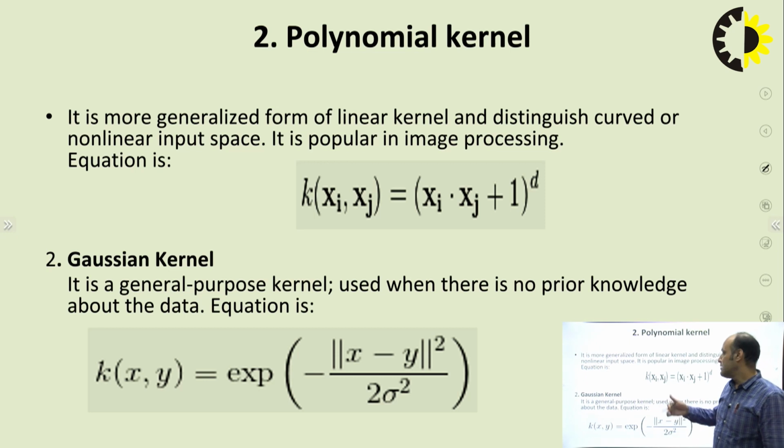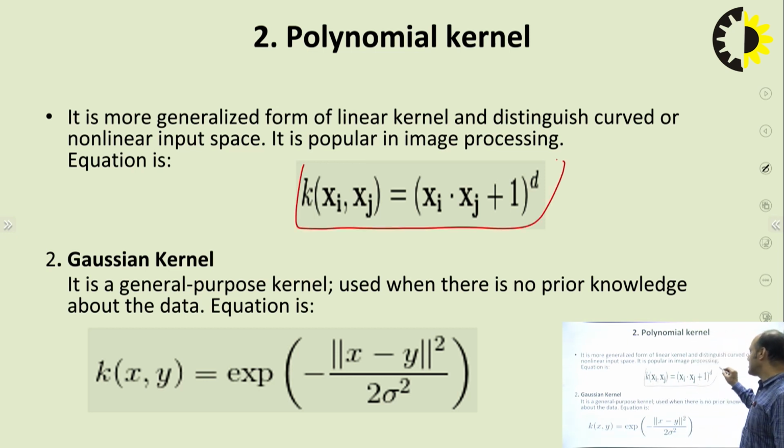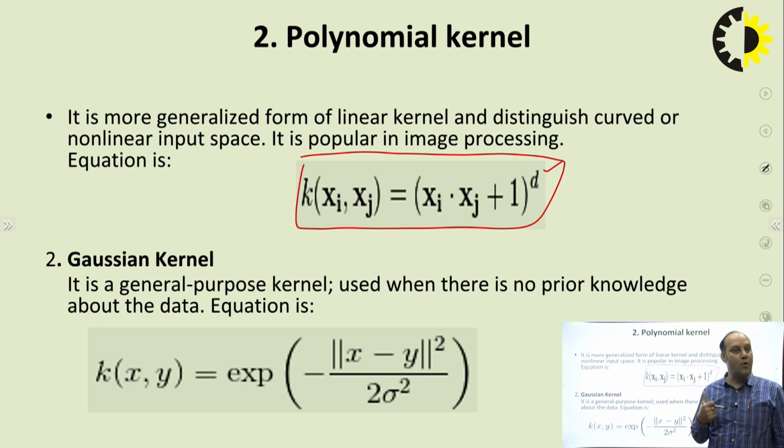The polynomial kernel behaves like a basis function, right? K of xi, xj, two inputs. So (xi dot xj plus 1) to the power d. Okay, so this polynomial kernel function is very popular for image processing, right?